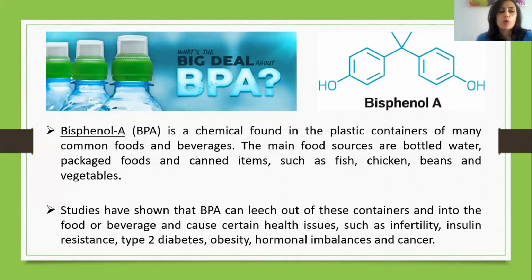BPA is another poison in our food. It is a chemical found in the plastic containers of many common foods and beverages. The main food sources are bottled water, packaged foods, and canned items such as fish, chicken, beans, and vegetables. Studies have shown that BPA can leach out of these containers and into our food and beverages. Research has reported that food sources make the biggest contribution to BPA levels in the body. You can measure BPA levels in the urine.